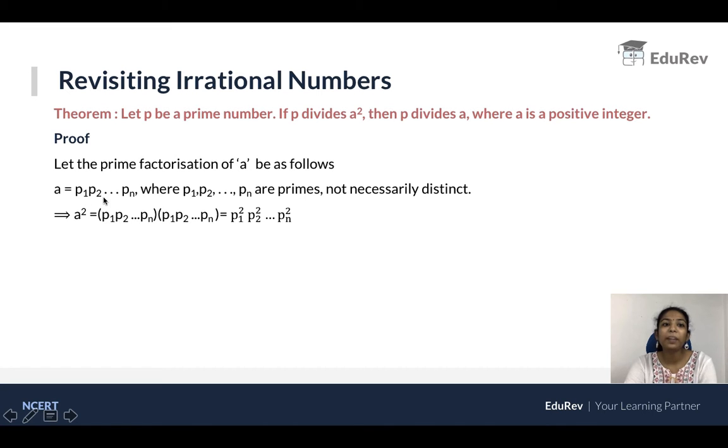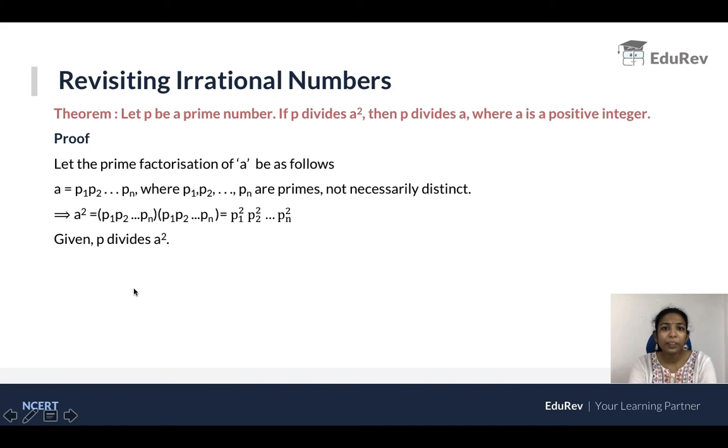So what will that be? P1, P2 and so on Pn whole square. If it is A square, you can write it as A into A, right? Similarly, P1, P2 and so on till Pn whole square, how can you write it? P1, P2 and so on Pn into P1, P2, P3 and so on till Pn. So now what are the common terms? P1 is multiplied 2 times. So P1 into P1 I can write as P1 square, and P2 into P2 I can write as P2 square. Similarly, Pn into Pn will be Pn square.